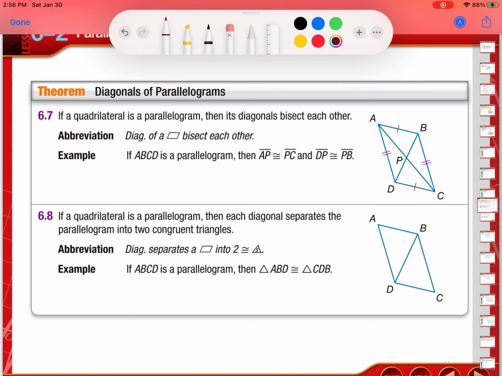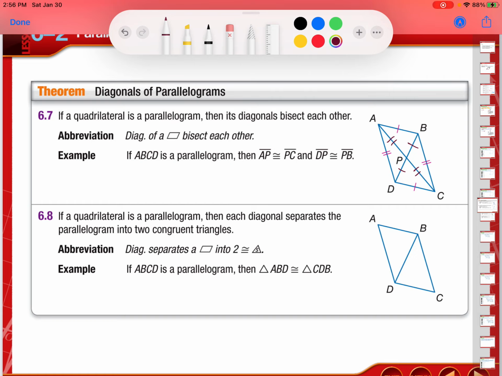All right, now we have some rules for the diagonals of parallelograms. If a quadrilateral is a parallelogram, then the diagonals bisect each other. So they cut each other directly in half, meaning AP and PC are the same, and DP and PB are the same.